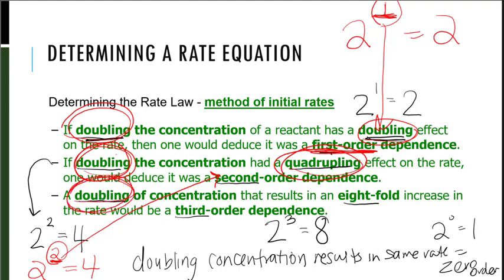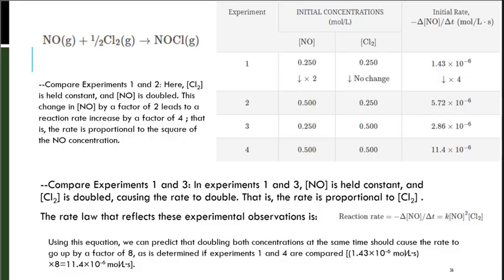If I double the concentration, so put a 2 here, concentration's on my left side, and it makes my rate increase by 8, then 2 raised to the what power is 8? That would be 3. Now what if I double the concentration, but my rate doesn't change? So my rate stays the same. We would put a 1. It's not going to double it, so I wouldn't put a 2. It's not going to triple it, so I'm not going to put a 3. It's not going to make it increase by 8, so I'm not going to put an 8. It's going to stay the same. I'd put a 1. 2 raised to the 0 power would be 1. So that would be a 0 order dependence.